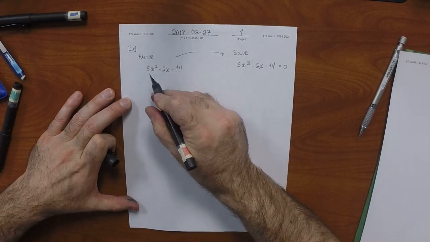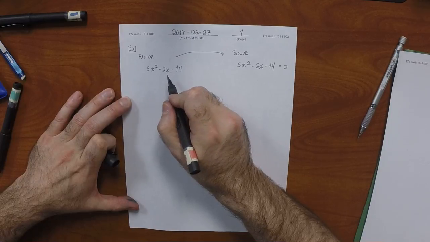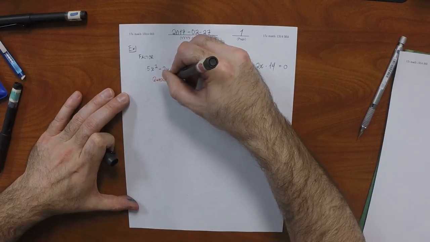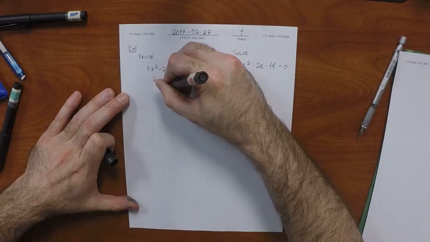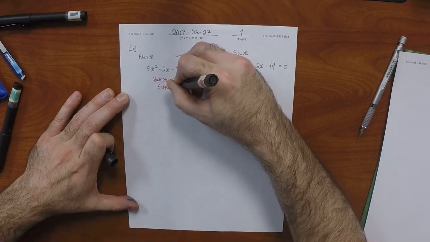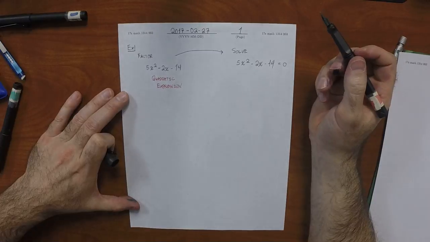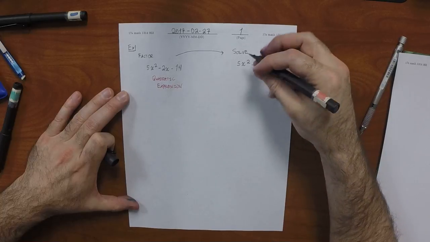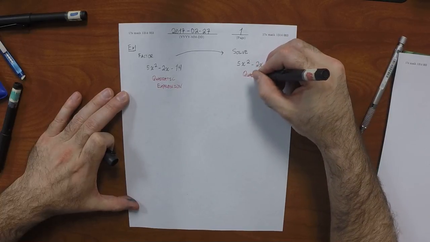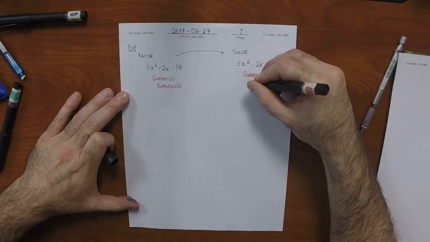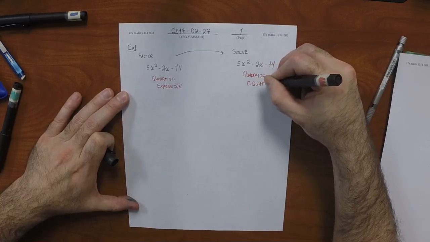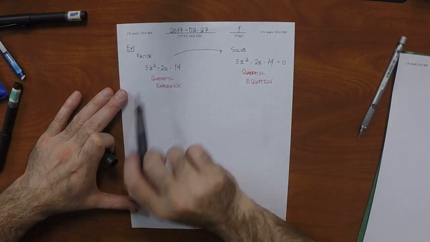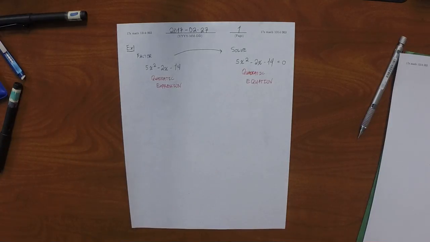So part of what I want you to see is, is this thing I'm pointing to an equation? No, this is a quadratic expression. Whereas this thing on the right side of the page is a quadratic equation. Quadratic just because there's a degree 2 polynomial involved.